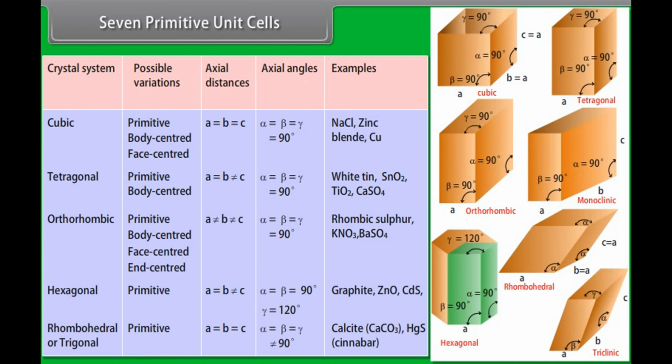There are 7 types of primitive unit cells. Their characteristics, along with the centered unit cells they can form, have been listed in the table. Unit cells of 14 types of Bravais lattices.